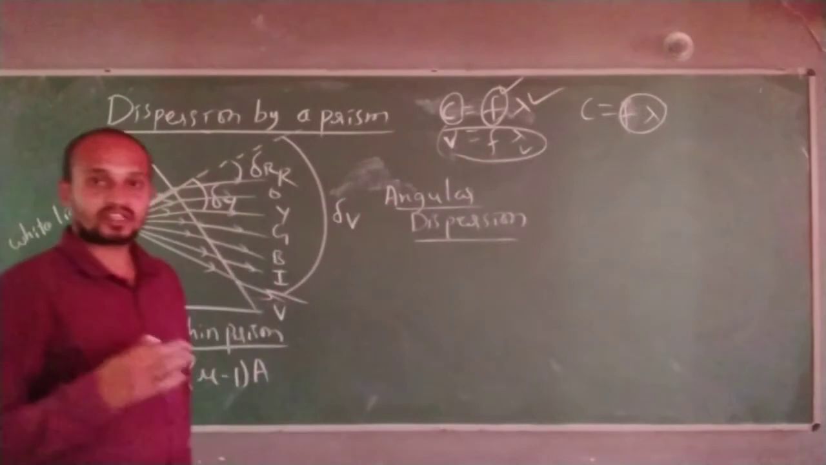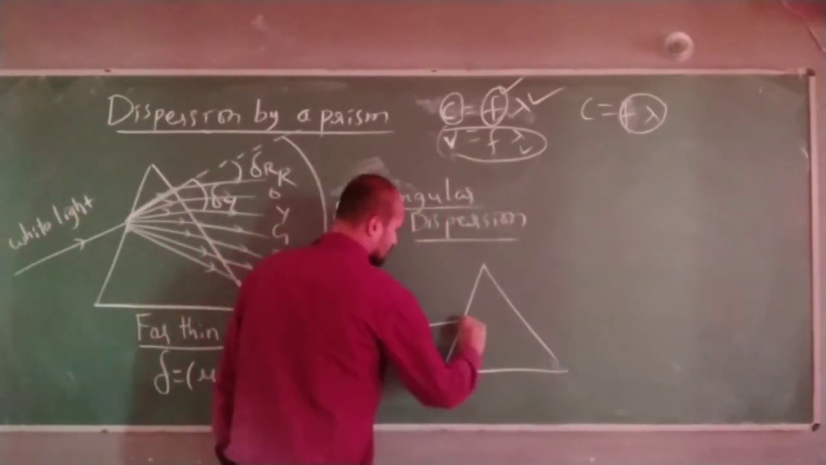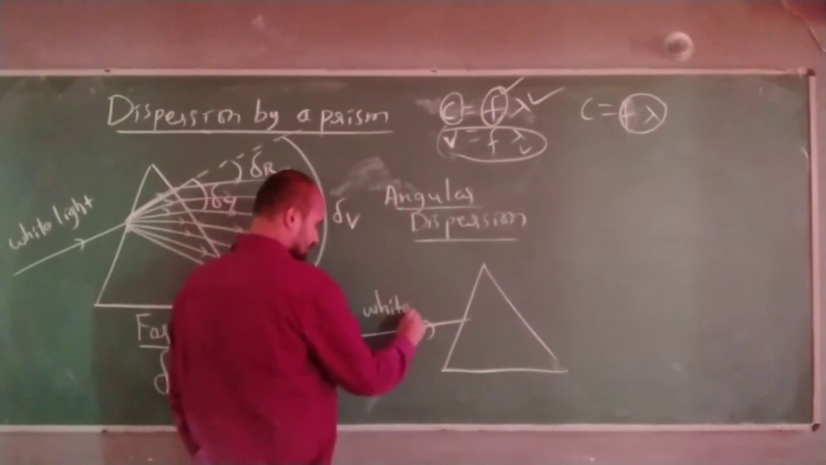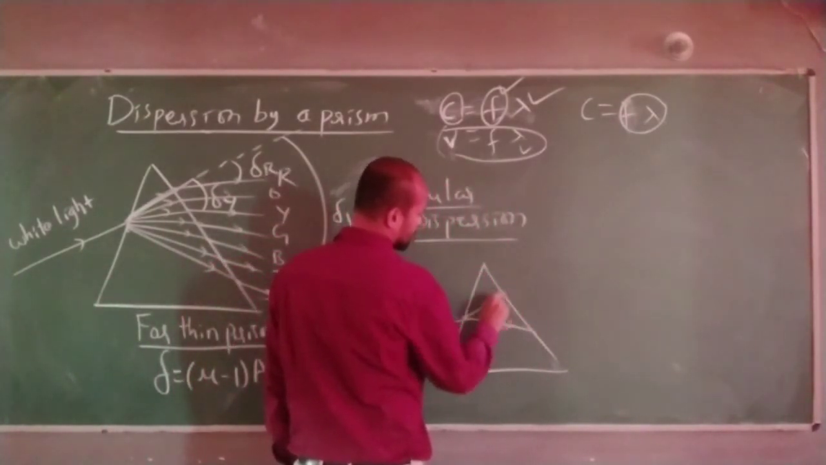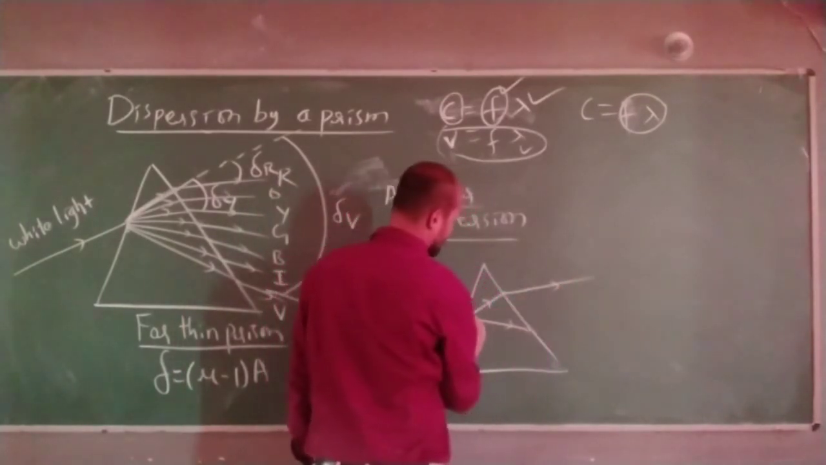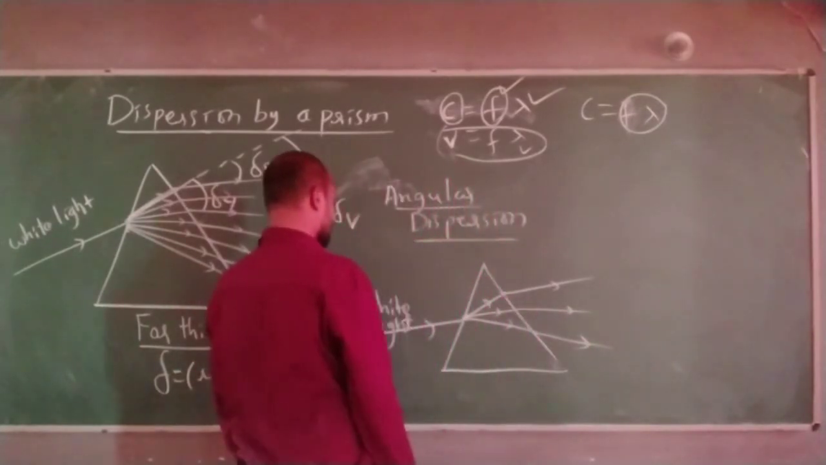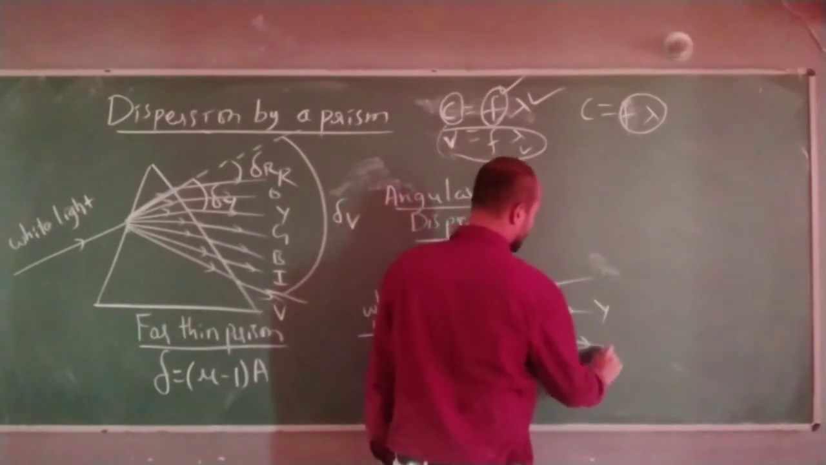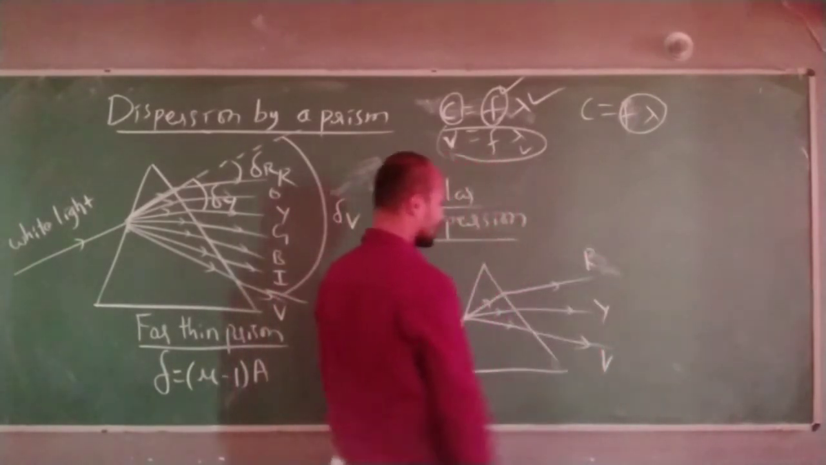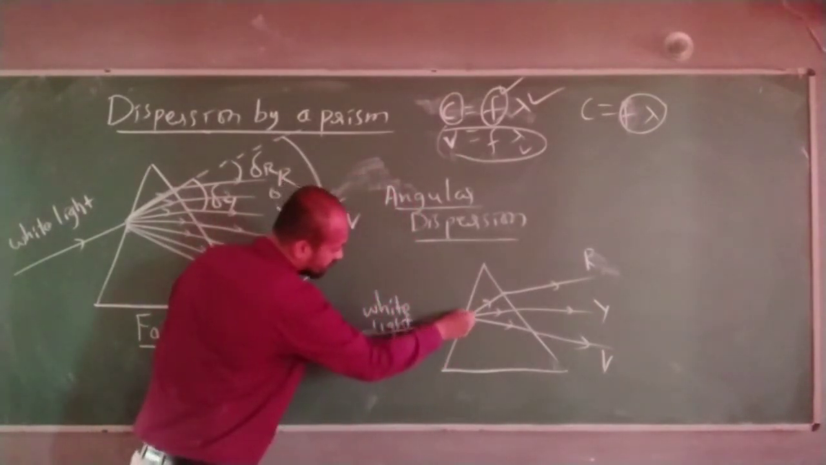What is angular dispersion? How am I going to assume? If I take one prism, this is white light. Now think that one ray will be going like this. This is the ray. This is one bending. This is the other bending. Correct now? This is white light. This is yellow. This is violet. And this is red.